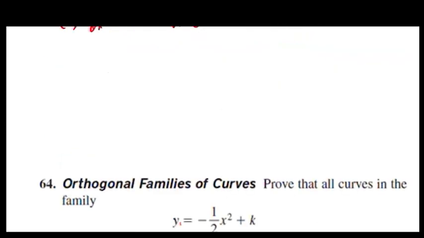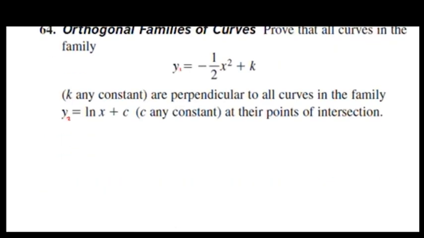Okay. 64 now. Ooh, 64. Bunch of families of parabolas, right? And then we have this log, and for any k and c, they need to be perpendicular, right?